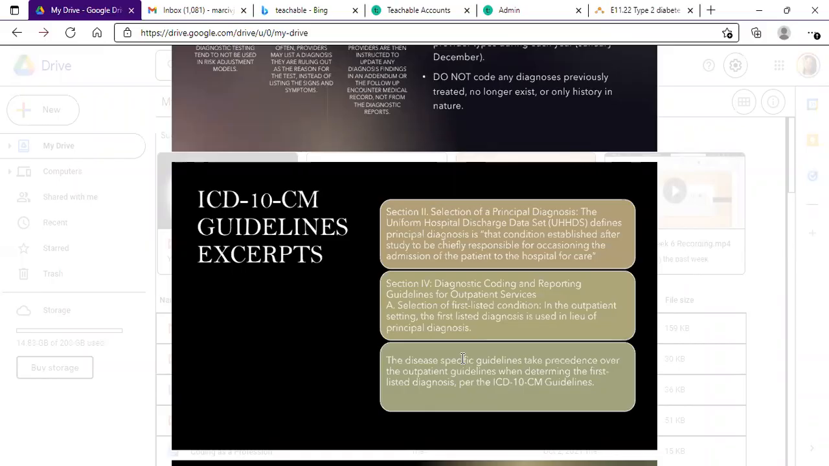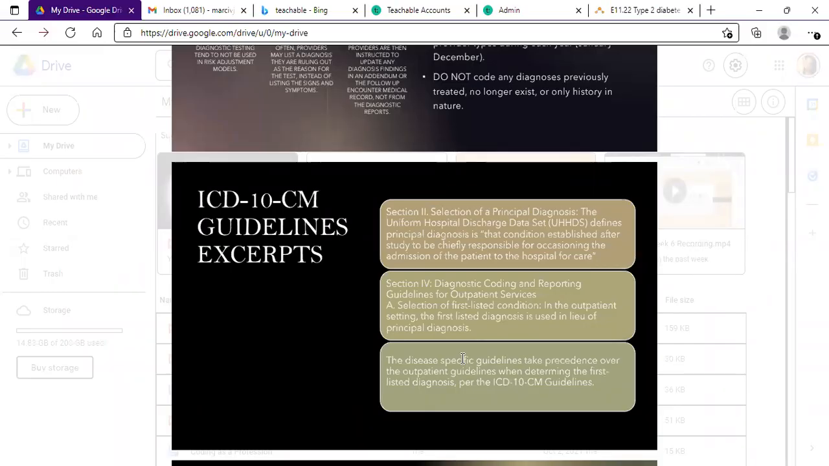Okay. So ICD-10-CM guidelines excerpt. I took some excerpts out of the ICD-10 guidelines book to show you where to look if you want more information about reading through the guidelines yourself.